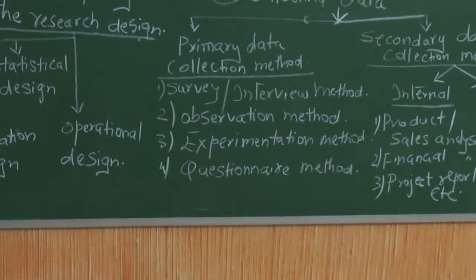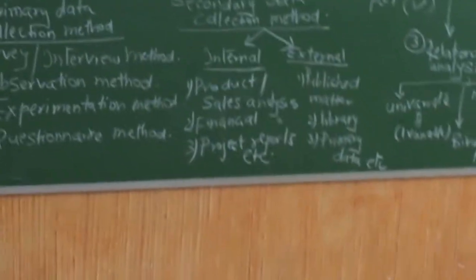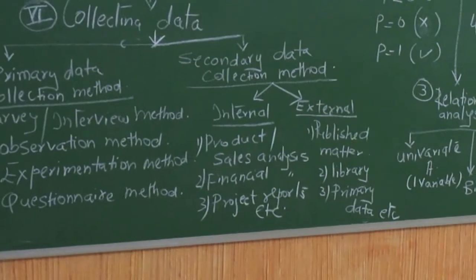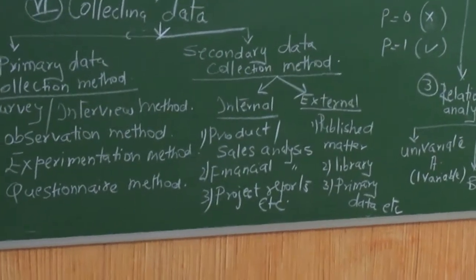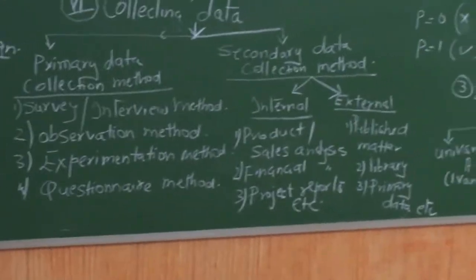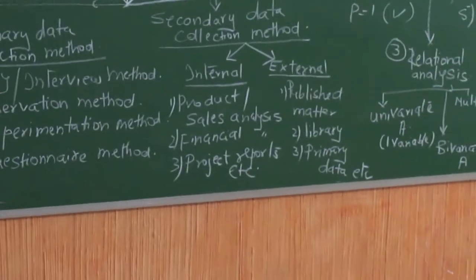Structured form, and that is the primary data collection method. Then comes the secondary data collection method. It is very difficult, very time consuming, money consuming to do primary data all the time. So one falls back on secondary data collection method.